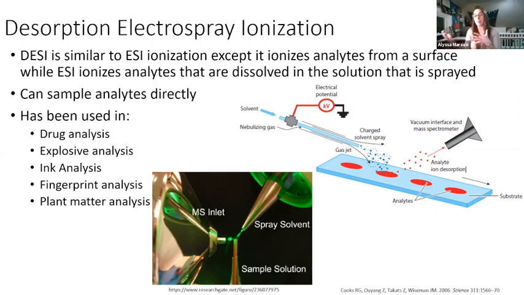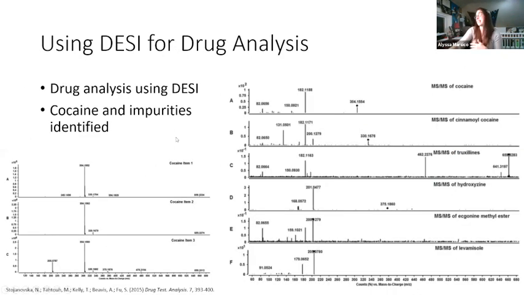So there really isn't sample prep. We can hold the sample right up to it as it is, and then take that sample away from the mass spectrometer and still maintain it and keep it for further analyses. So DESI has been used for drug analysis. In this case, this is a cocaine sample, or multiple cocaine samples, that were identified as cocaine, but we also used it to identify impurities in the sample. And again, this literally was just taking the powdered sample of cocaine and putting it on a surface where that spray came in contact with it.